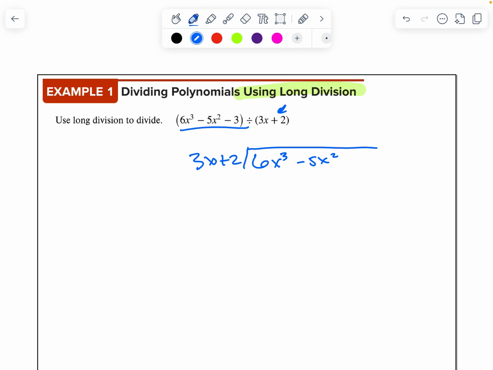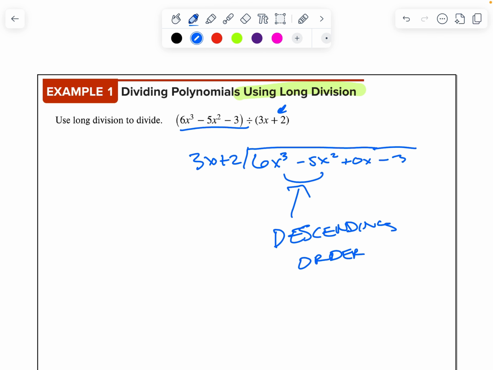The next thing I need is x's. How many x's are there? There are 0 x's in the problem. And then the next thing will be our numbers without the x's. We want this always to be in descending order here, where our highest exponent goes first, and then we go down by 1, down by 1, down by 1.